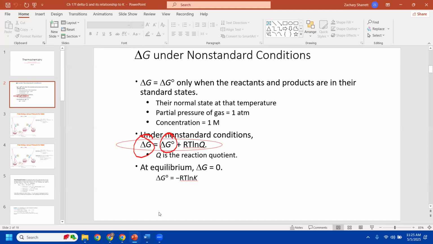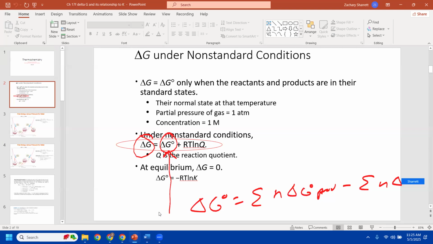One is under standard conditions, meaning what are standard conditions? 25 degrees Celsius, everything kind of in its normal state. Okay. So we can calculate that using the equation delta G naught equals the summation of n delta G naught of the products minus the summation of n delta G naught of the reactants. And this is n of reactants, and this is n of products. n just tells us how many there are, and you multiply it times the reactants, okay?